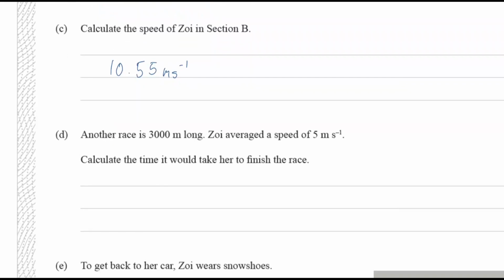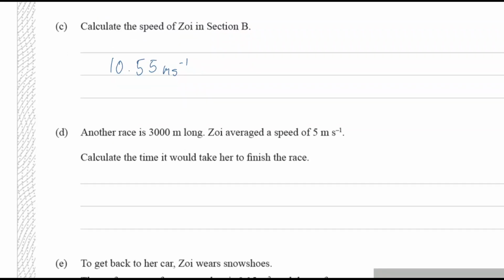Question D. All right, there's a different race that is a bit longer, so 3,000 meters. And Zoe's averaged a speed of 5 meters per second, so she's gone slower. So maybe it's more slalom, like a more challenging race. And then we're asked to calculate the time it would take for her to finish the race. So she's got a distance of 3,000 meters, and she's traveling 5 meters each second.